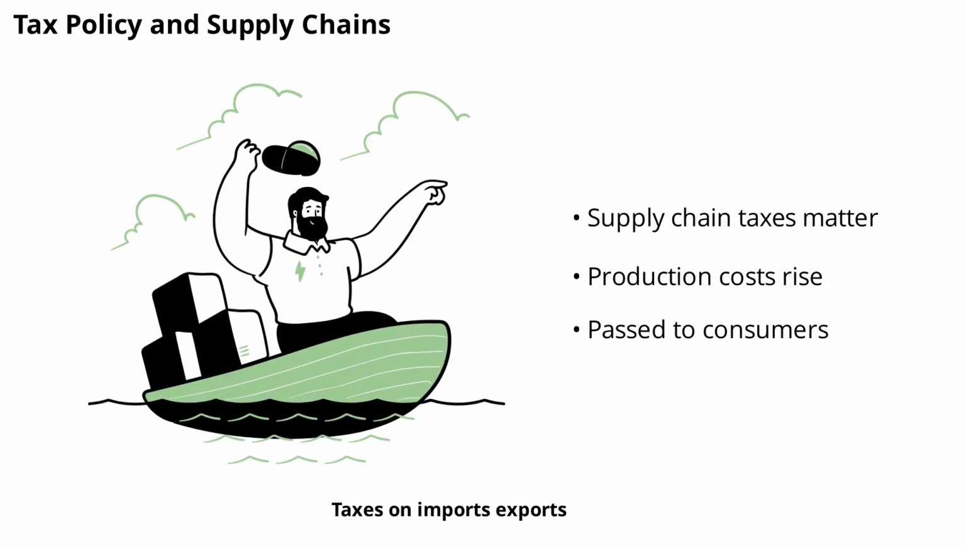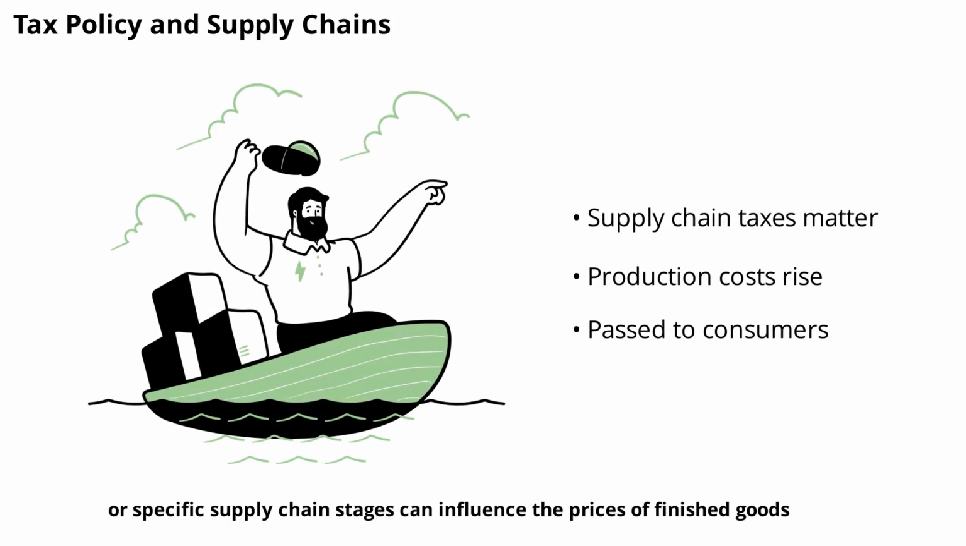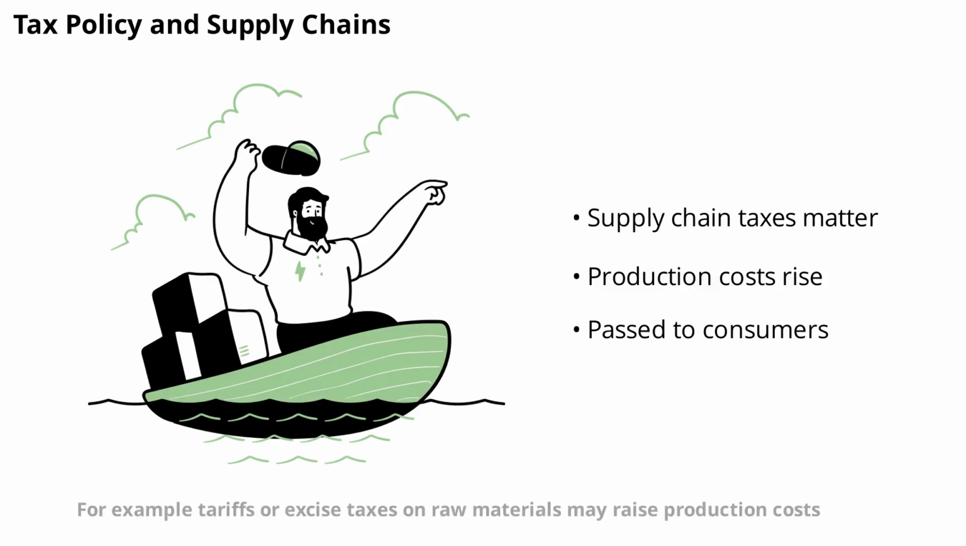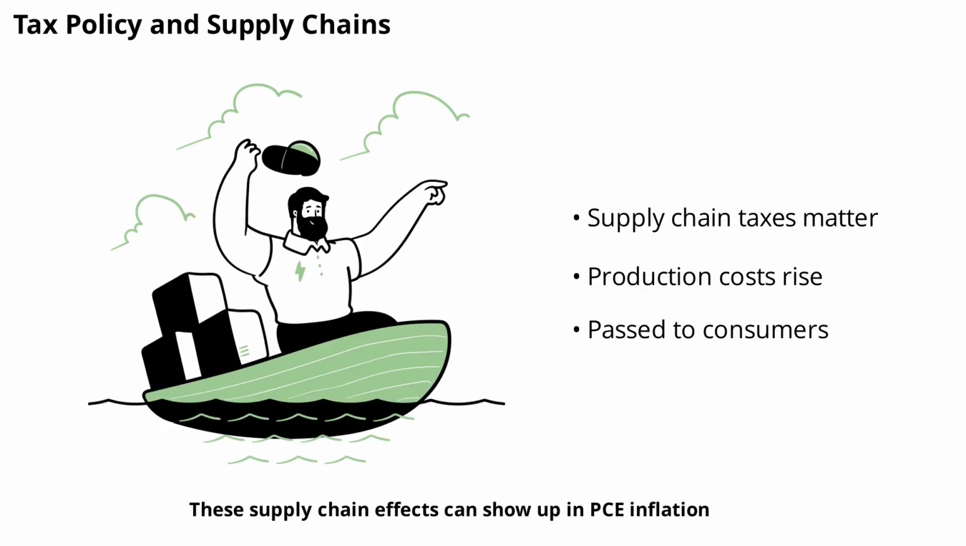Taxes on imports, exports, or specific supply chain stages can influence the prices of finished goods. For example, tariffs or excise taxes on raw materials may raise production costs, which are then passed on to consumers. These supply chain effects can show up in PCE inflation, especially for goods with complex production processes.